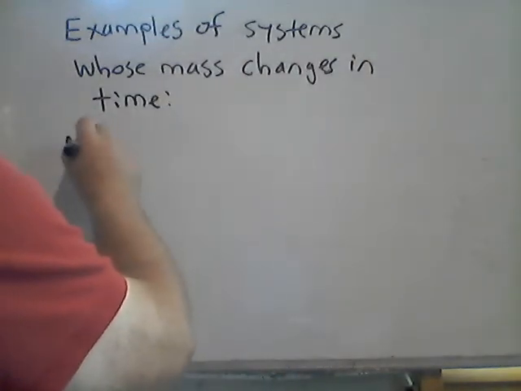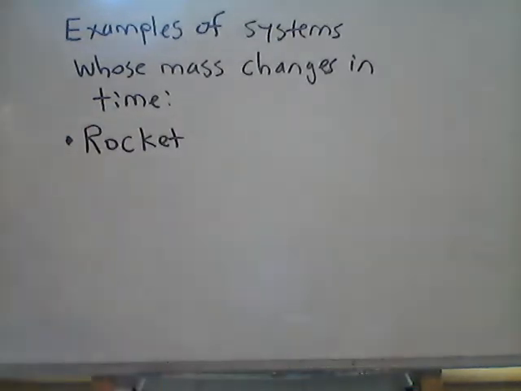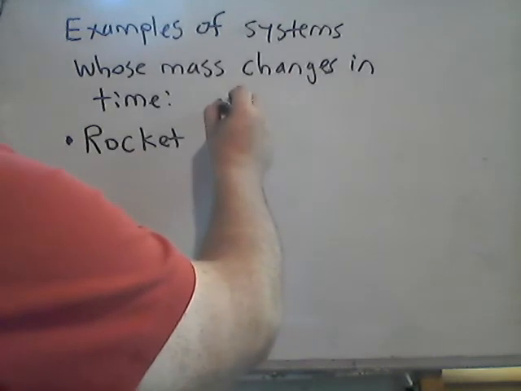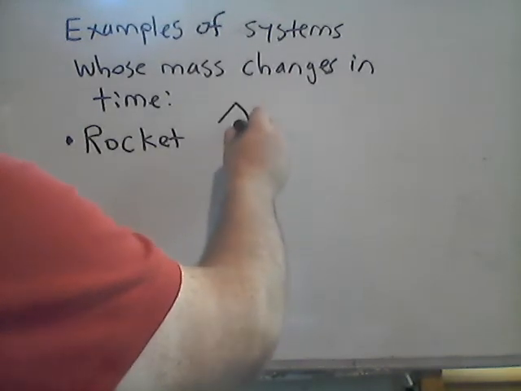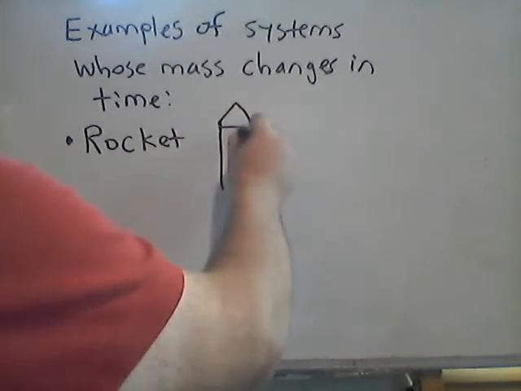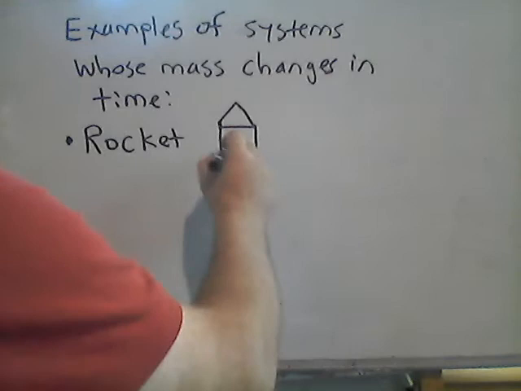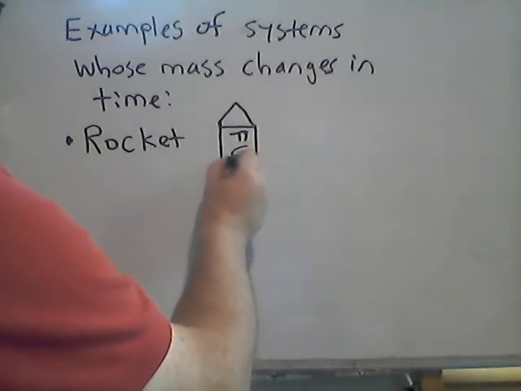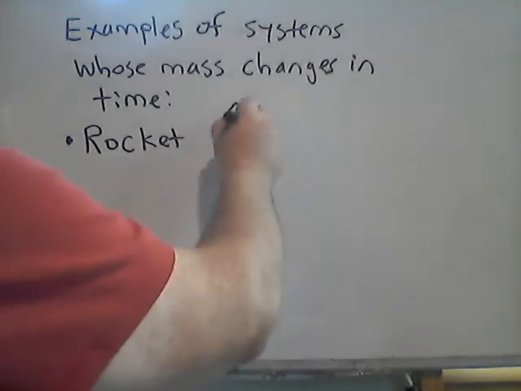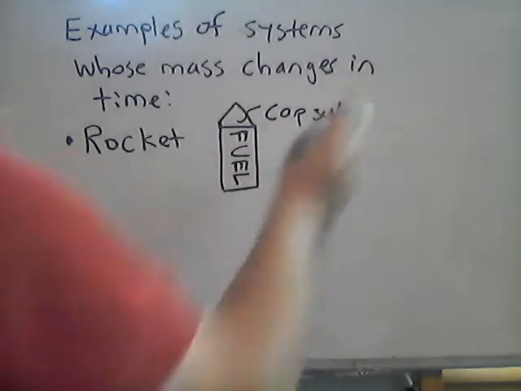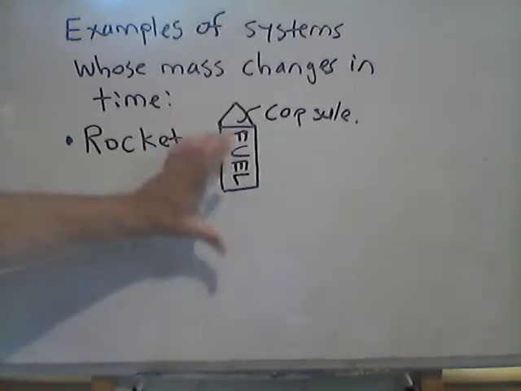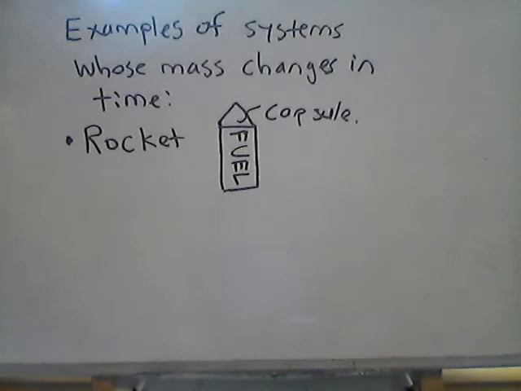One would be a rocket. If you look at a rocket, you have a little capsule, and the rest of it is just a bunch of fuel. And all this fuel, this is a capsule. I'm not even drawing this to scale. Quite frankly, the fuel will even be bigger. There's a tremendous amount of energy required for a rocket to leave the Earth. And so what you end up doing is you will literally burn up the majority of your mass in order to get this rocket into space.